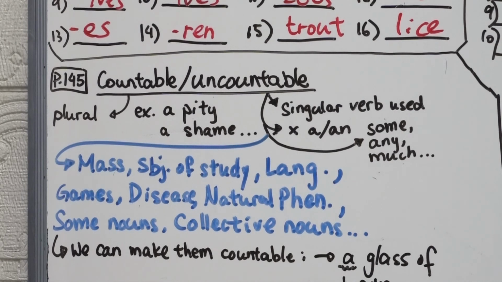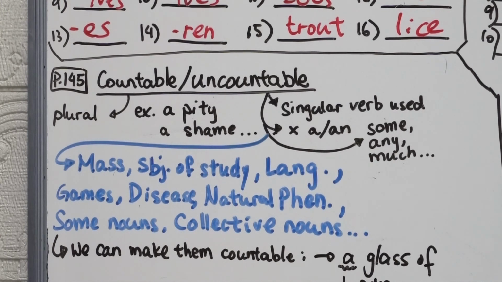And then subject of study, the second part. So subject of study means exactly what it means, right? English, okay? We can't say I study different types of Englishes, like English literature, English reading and writing. So that is wrong.